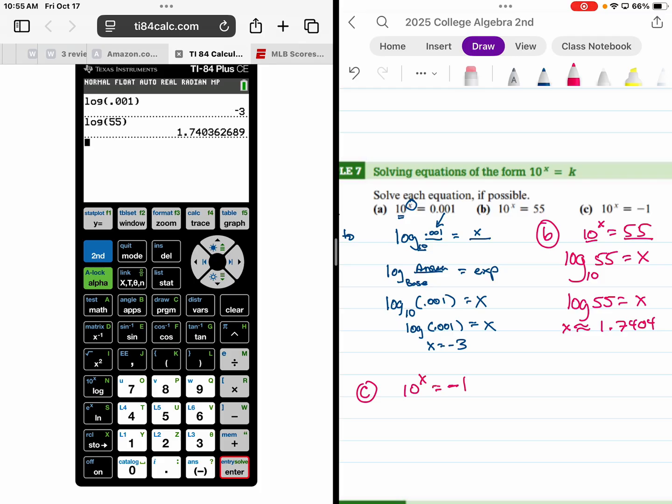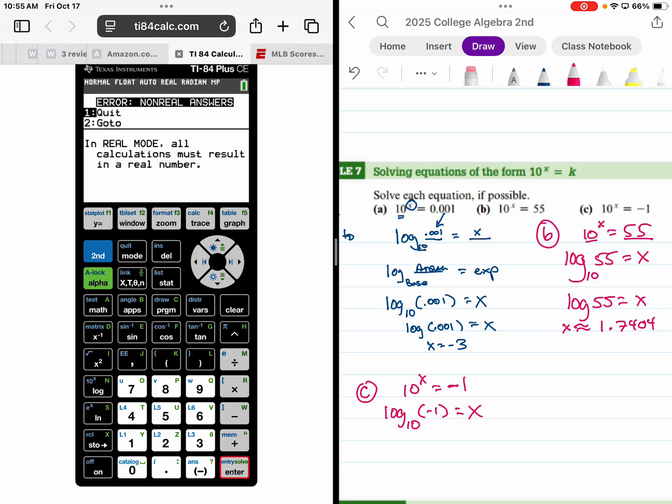Well, let's see, I would rewrite this as log base 10 of negative 1 is equal to x. And again, we go log of negative 1. And it says non-real answer is what it says here. So that tells me that x does not exist. Which means that there's no value for x that you could put in there to raise 10 to that power and get a negative 1 for an answer. That's what that means. There's not a number that occurs.